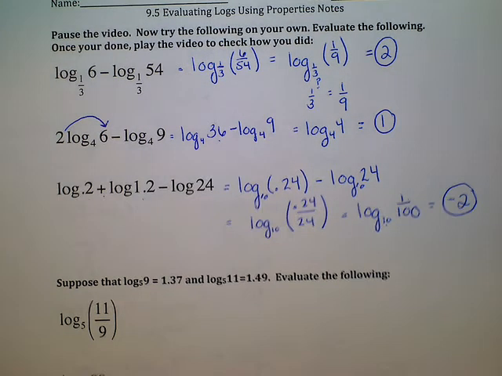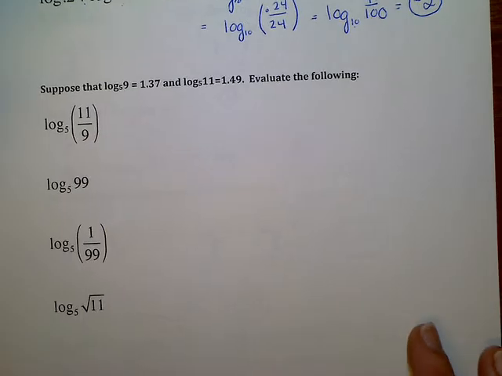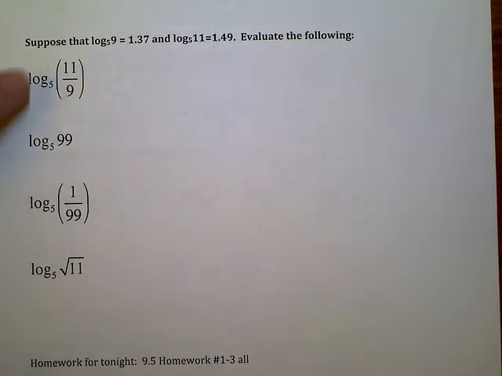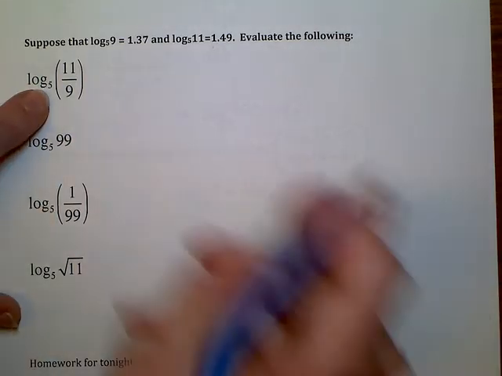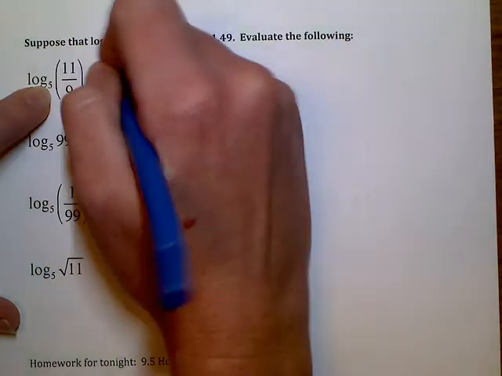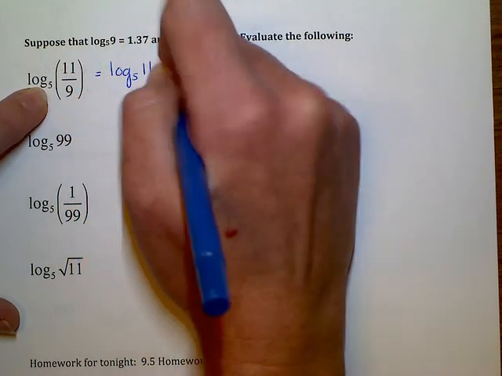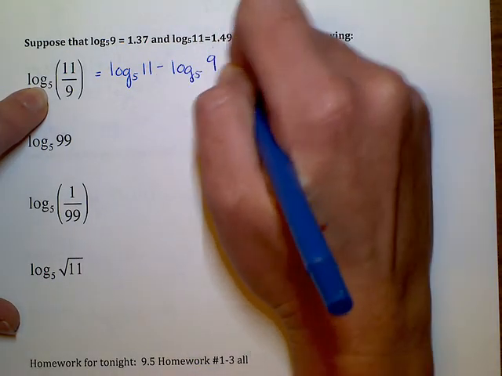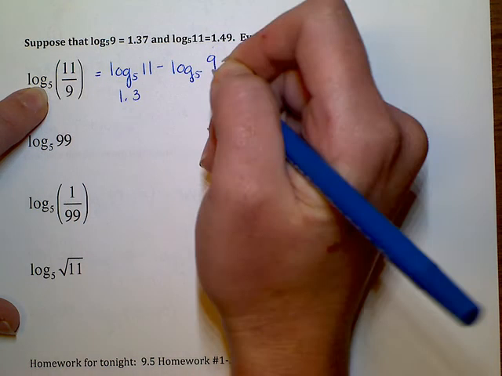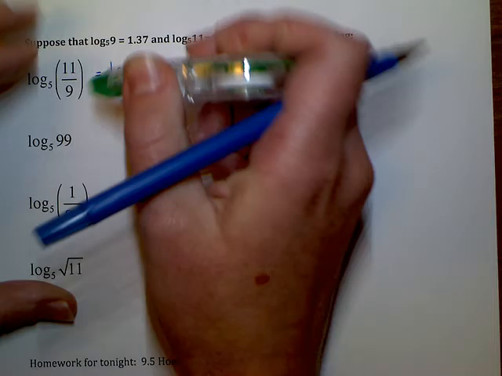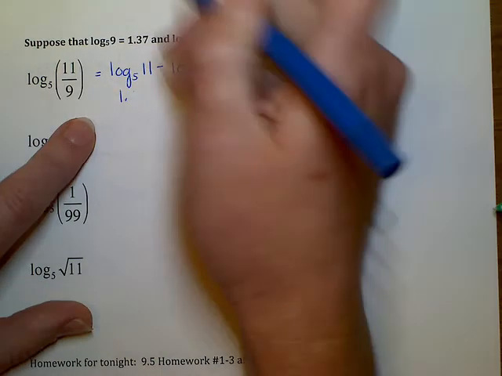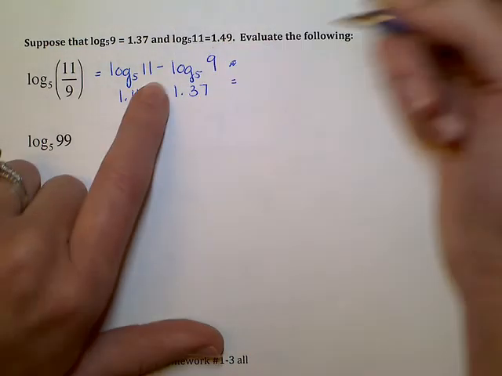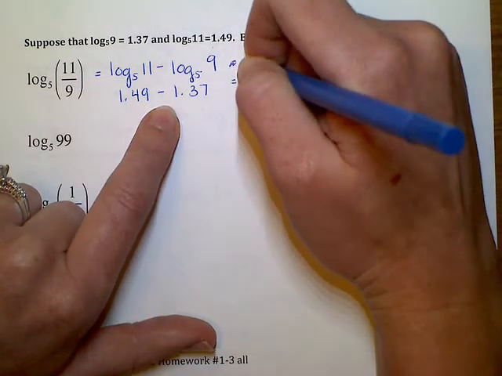All right, when we switch gears here, just using our own knowledge about some particular logs with a base of 5 and these two logs that are given to us, we want to try to figure these out. So first one shouldn't be too bad. I'm dividing the inside, so I'm going to go ahead and subtract those two logs. And I have exactly the values of those two logs. So I'm taking 1.49 minus 1.37, and that equals 0.12.